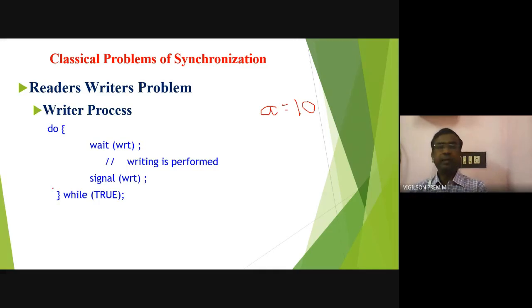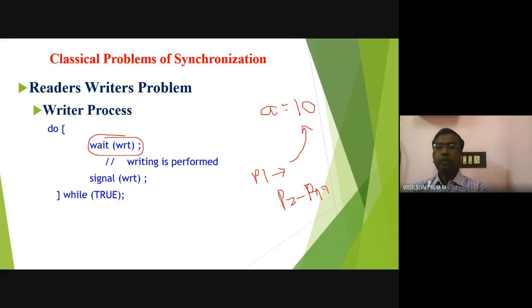Now listen to this algorithm carefully. The writer process is very, very simple. When I am going to write, I will just ask all persons to wait. All persons to wait means those who are requesting for read as well as those who are requesting for write, all should wait. Some process may give a request to read, some process may give a request to write. Whoever it may be, if I am going to write, that means if P1 is going to modify the value of A, all others, P2 to Pn, must wait.